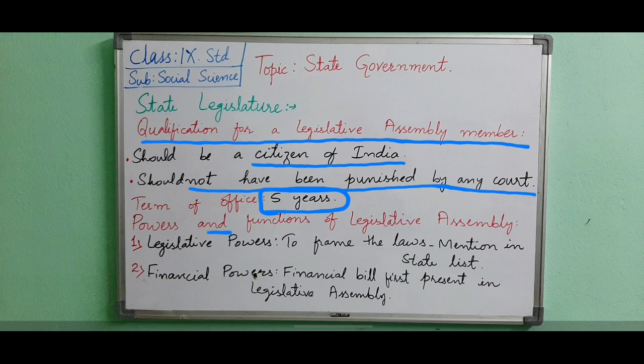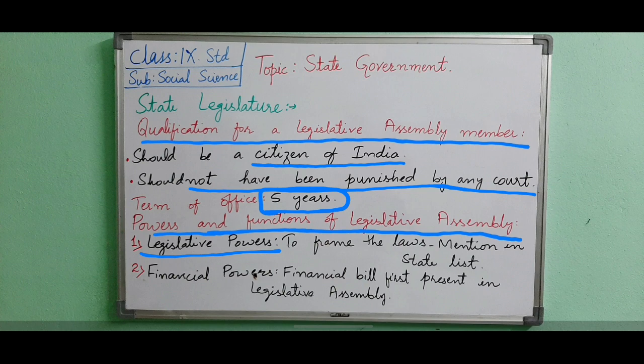Powers and functions of the Legislative Assembly. The first power is legislative power. The Legislative Assembly has the power to frame laws relating to the subjects mentioned in the state list. The bills have to be passed by both the houses before they are sent to the governor for his signature. The governor may send certain bills to the President for his approval.